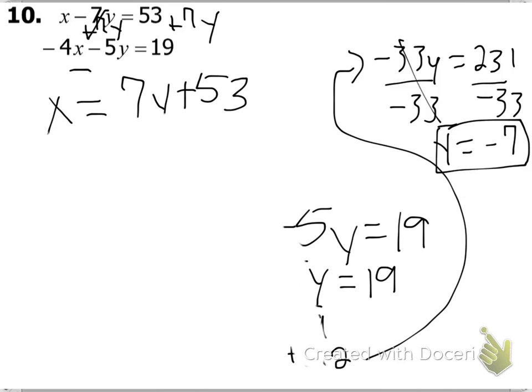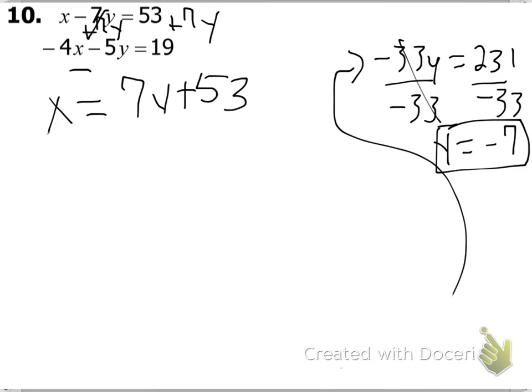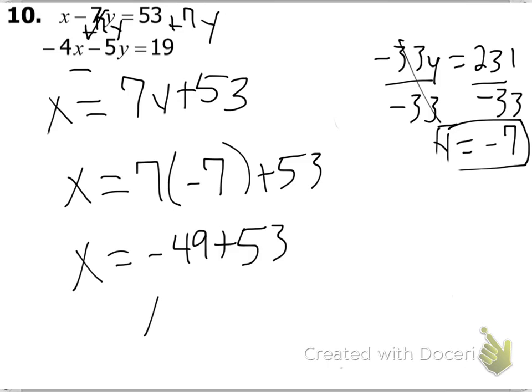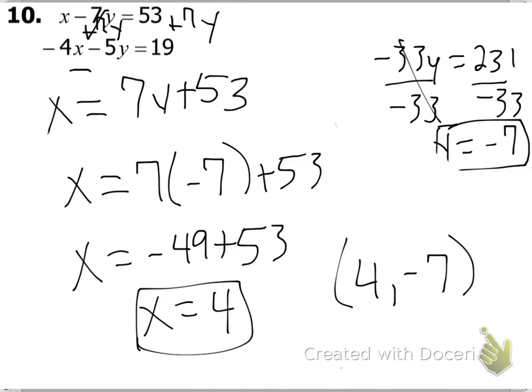Once again, we've got 3 equations now we can pick from. My 2 original and the one that's solved for x. Which equation do y'all want to use? The one that's solved for x. So plugging in negative 7 for y and working it down. 7 times negative 7. Negative 49. Negative 49 plus 53. Positive 4. So what's my ordered pair? 4, negative 7. How do I want your answer? As an ordered pair. Do not leave it as x equals 4, y equals negative 7. Can't repeat that enough.